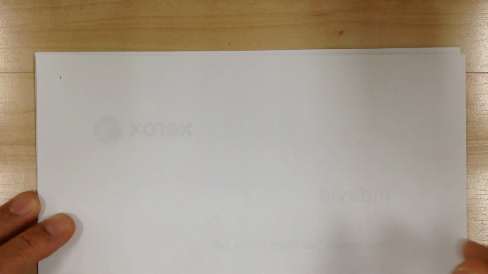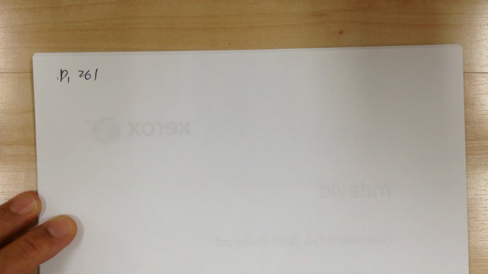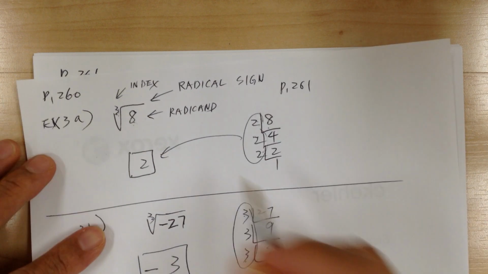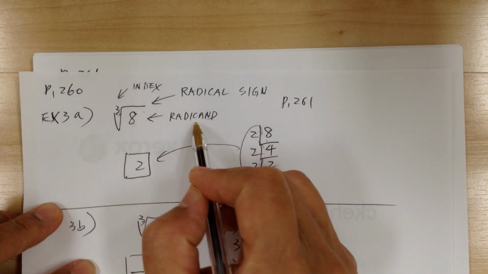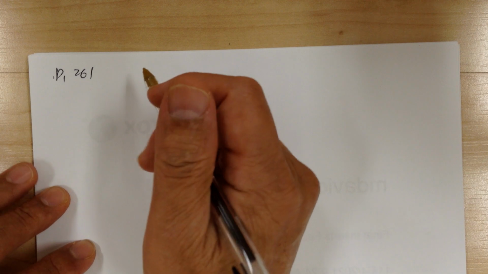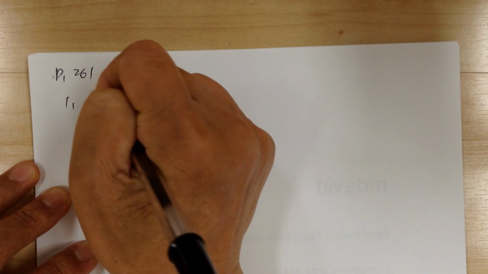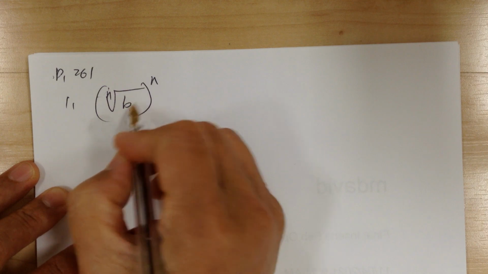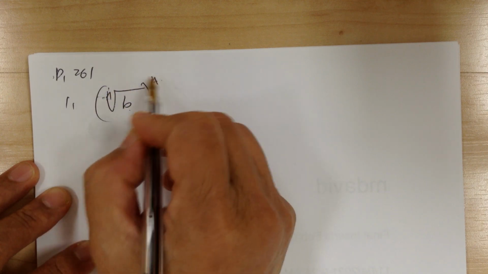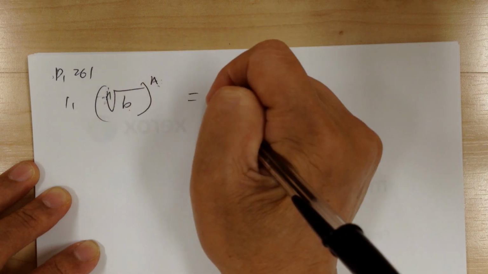Okay, let's look at the properties of the radicals. On page 261, we already covered the parts of the radicals. Again, this number means index, this means it's the radical sign, and this is the radicand. And there are some properties. The first one is when you have the nth root of b to the n. In this case, this will cancel out, and the answer will be just equal to b.